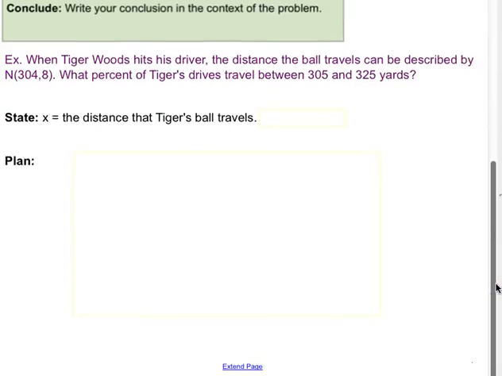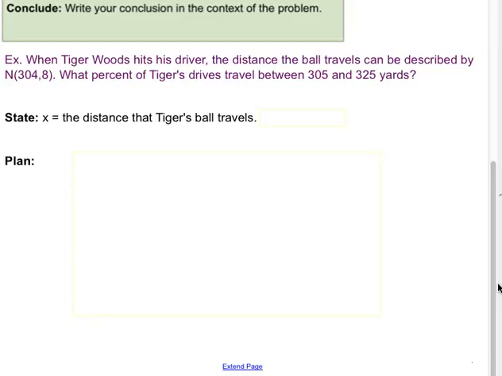So let's look at our first example. When Tiger Woods hits his driver, the distance the ball travels can be described by a normal distribution with a mean of 304 and a standard deviation of 8. What percent of Tiger's drives travel between 305 and 325 yards?